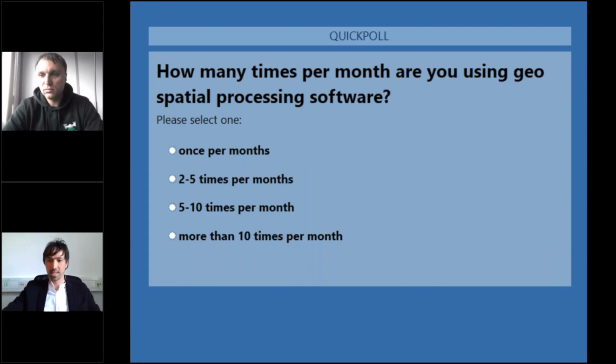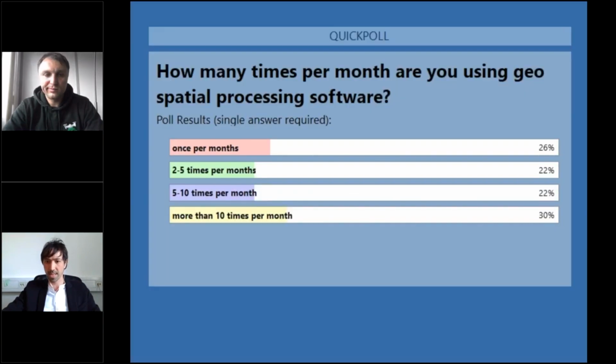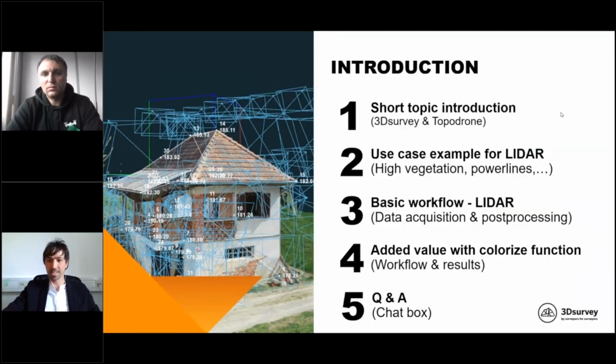Let's close this last question. More than 65% of you already voted, and we can see that 30% of you use this almost on a daily basis, or actually on a daily basis. Then 26% of you once per month, and around 22% between 2 to 10 times per month. Okay, super interesting results. Thank you for this question, and let's go further to our presentation.